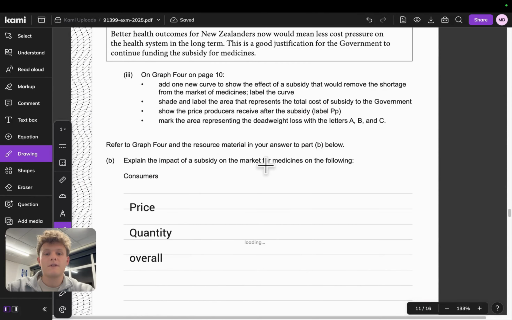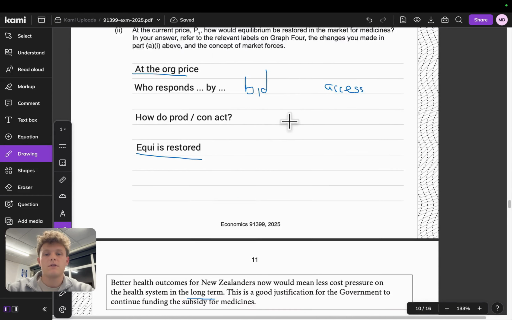Better health outcomes for New Zealand would now mean less cost pressure on the health system in the long term. This is a good justification for the government to continue funding subsidy for medicines. On graph 4, add one new curve to show the effect of a subsidy and how it would remove the shortage from the market. So let's do that to start.